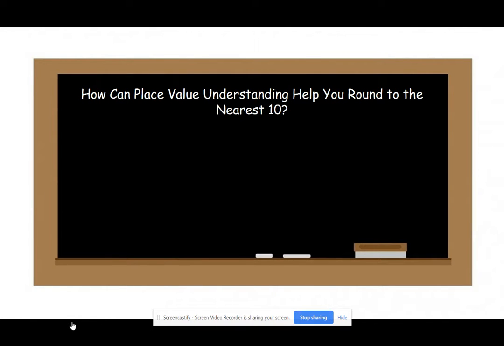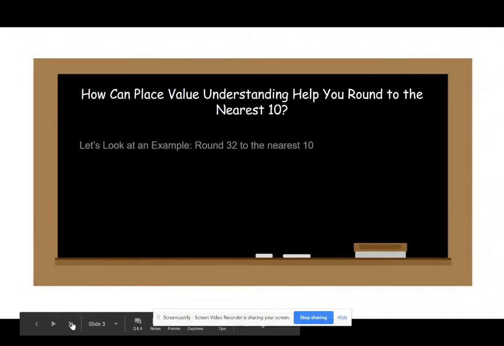How can place value understanding help you round to the nearest 10? The question you will need to be able to answer is, between what two tens does a given number fall between? Let's look at an example.